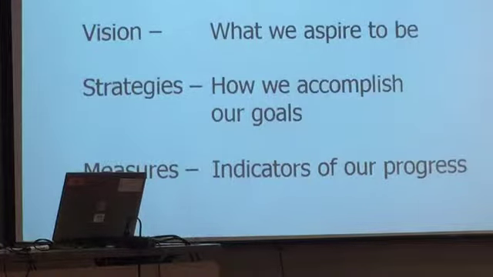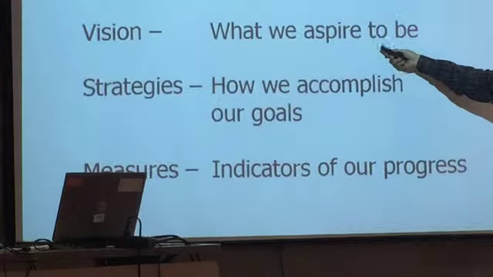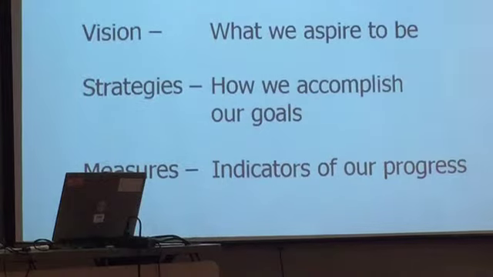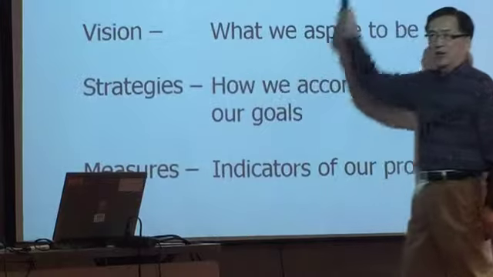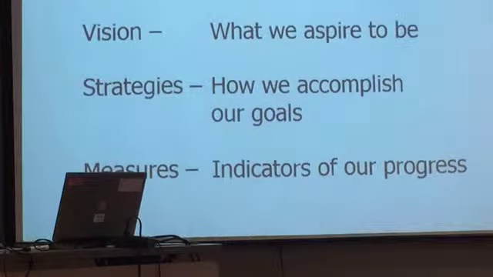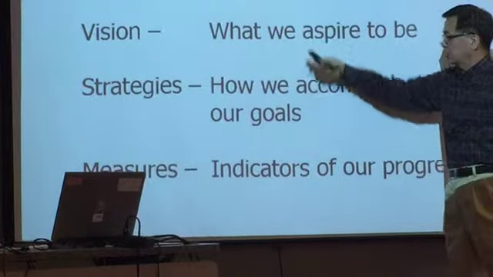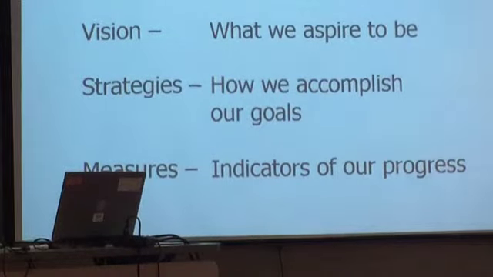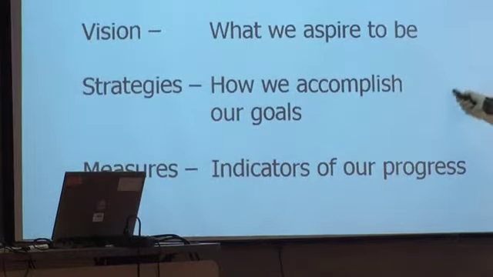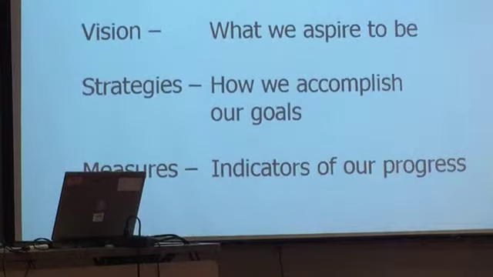strategy. A focused organization has a mission, what we do; a vision, what we aspire to be; a strategy, how we get there, how we accomplish our goal; and indicators of progress. In other words, when we go from here to there, how do we measure how successful we are in achieving our aim? How we know, how we measure this, how we design this, is the balanced scorecard.